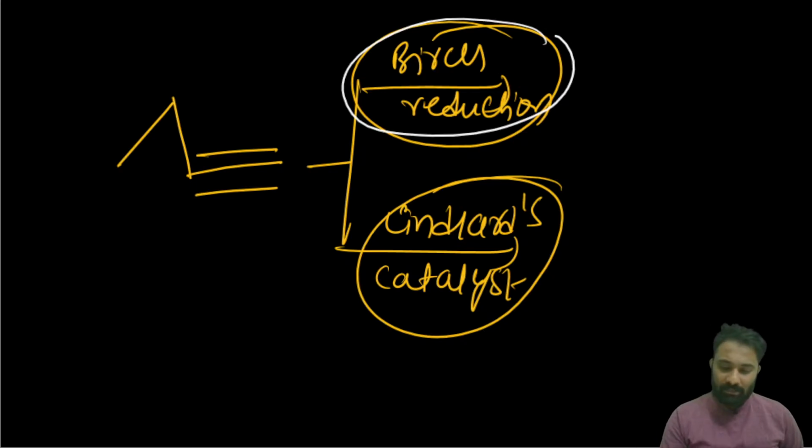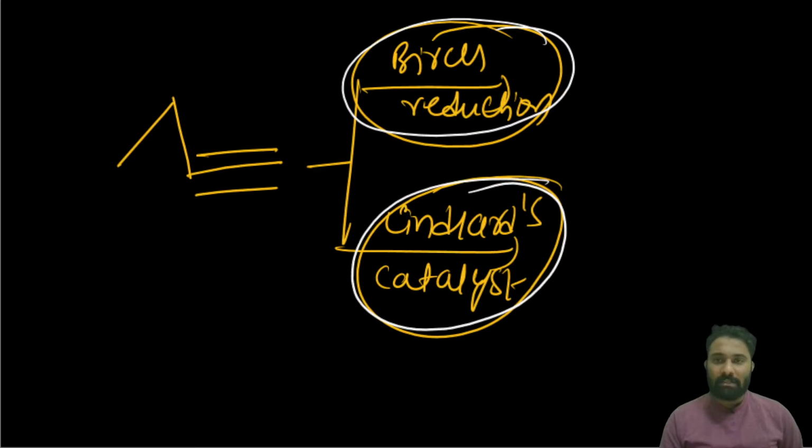Birch reduction and Lindlar's catalyst, and but-1-yne, what type of geometrical isomerism will it exhibit? E and Z. No.